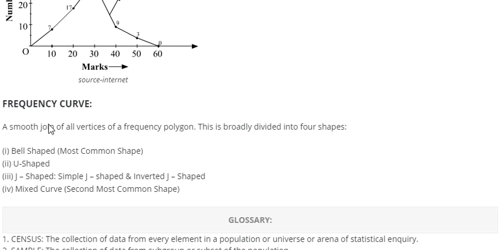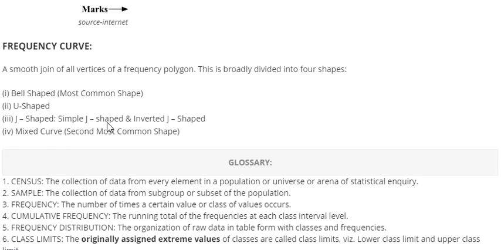Frequency curve: a smooth join of all vertices of a frequency polygon is called a frequency curve. I already told you, this is broadly divided into four shapes: bell-shaped, U-shaped, J-shaped, and mixed curve. J-shaped curve is of two further types. Simple J-shaped means of this type, and inverted J-shaped means the turn is here. J shape, inverted J shape, this type. Mixed curve is a mix of bell-shaped and U-shaped.